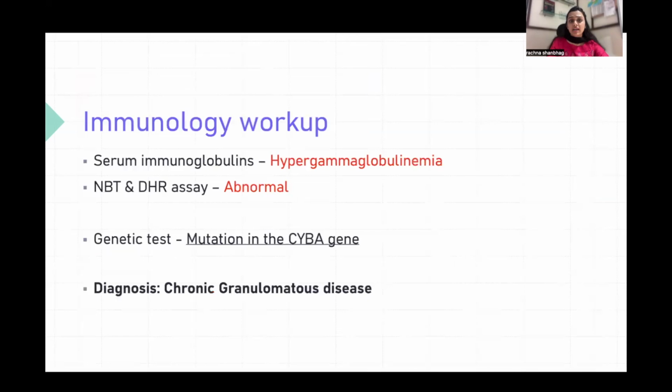Immunology workup was carried out in this child, and we see that serum immunoglobulin levels show hypergammaglobulinemia. NBT and DHR assay was performed since this child has a suppurative infection, and we see that both these tests are abnormal. And finally, genetic tests confirmed a mutation in the CYBA gene, confirming the diagnosis of chronic granulomatous disease.